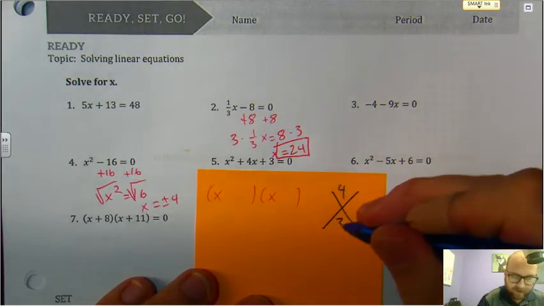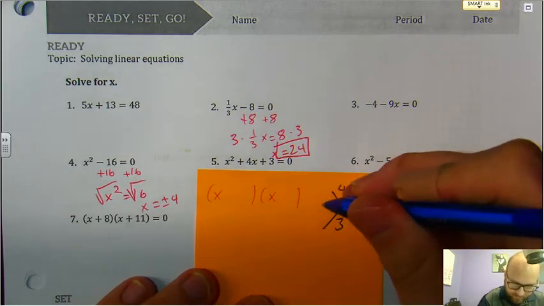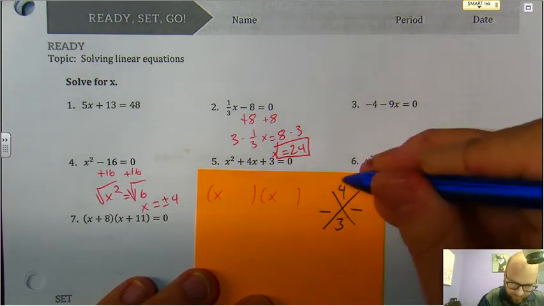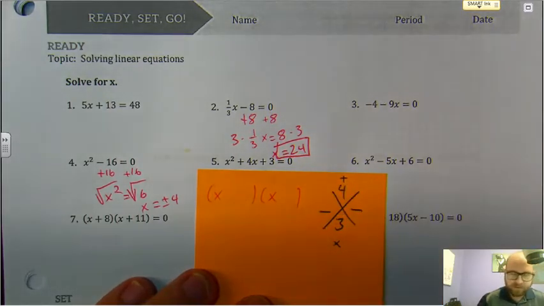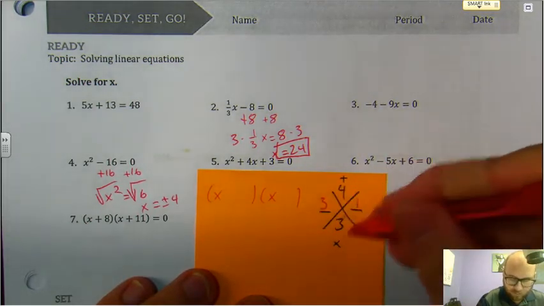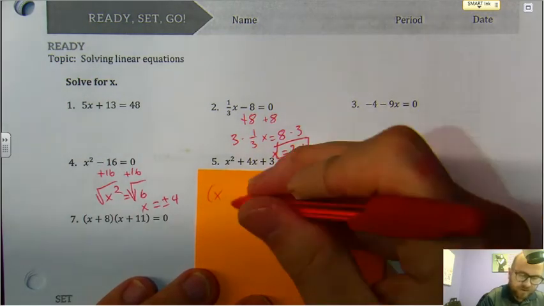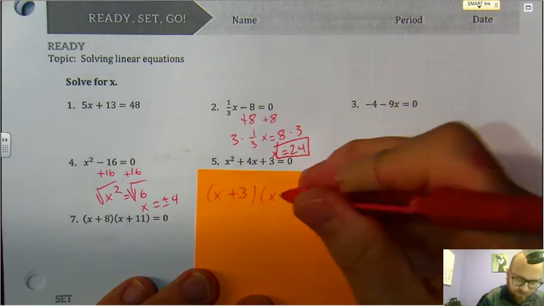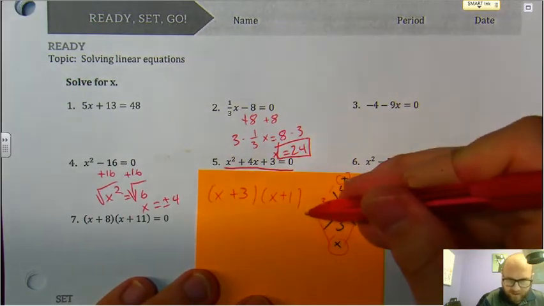multiply to 3 but add to 4, right? So we're trying to see what two numbers will add to 4 but multiply to 3. Go ahead and think about what those numbers could be for a second. And it's going to be 3 and 1, right? 3 times 1 is 3, but 3 plus 1 is 4. So this is going to be x plus 3, x plus 1.